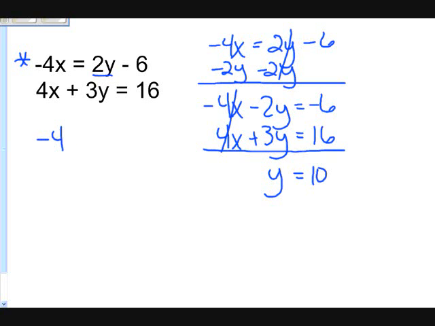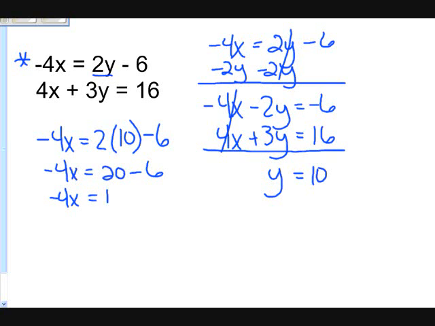So we're going to go negative 4x is equal to 2 parentheses, substitute the 10 in for y, minus 6, and get negative 4x is equal to 20 minus 6. And then 20 minus 6 is 14. Divide both sides by negative 4, and x is equal to, that reduces to a negative 7 over 2. So my answer would be negative 7 over 2 and 10.